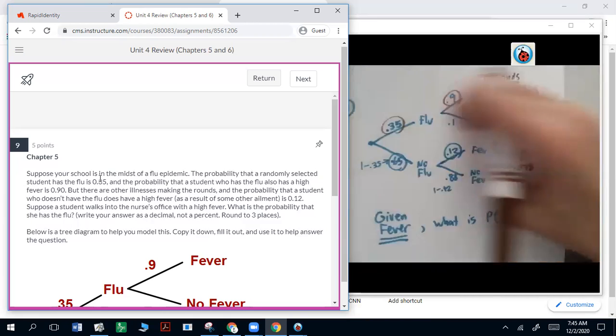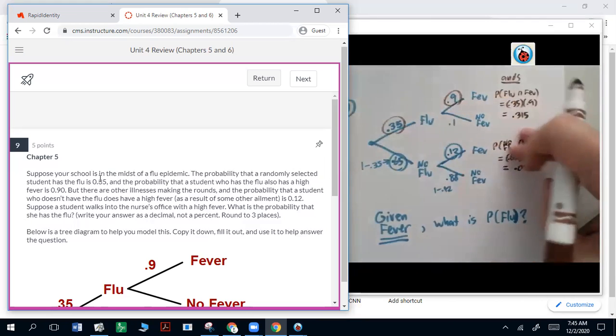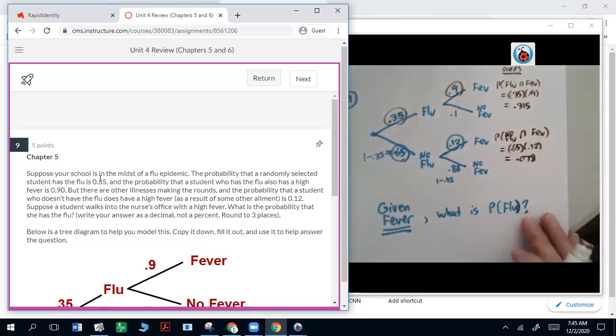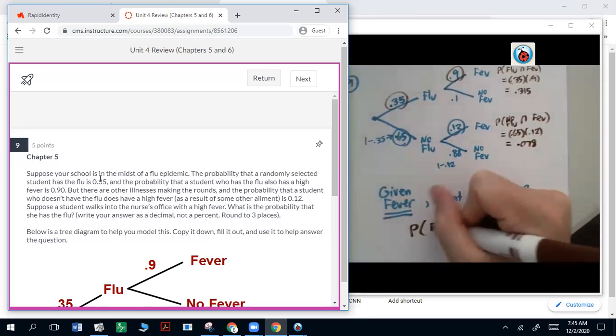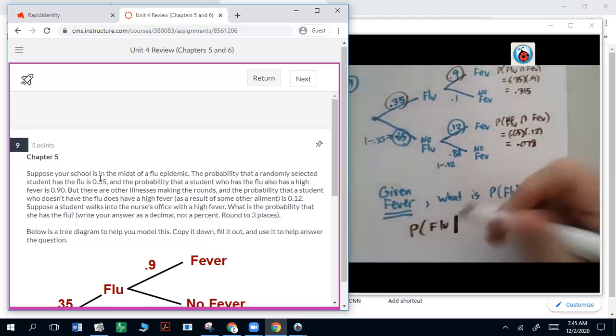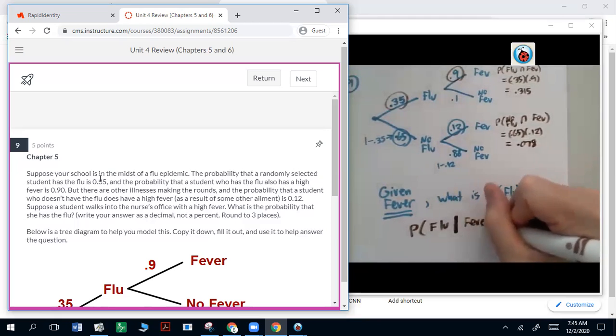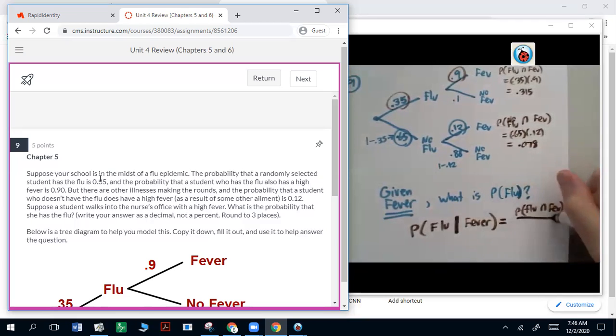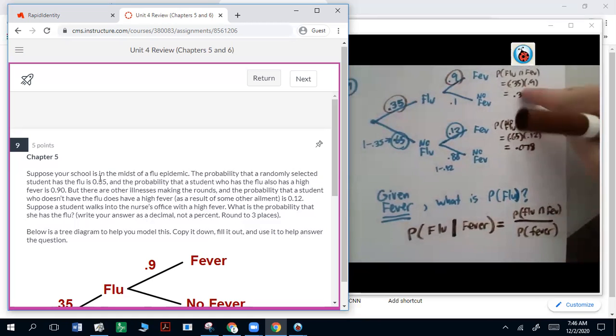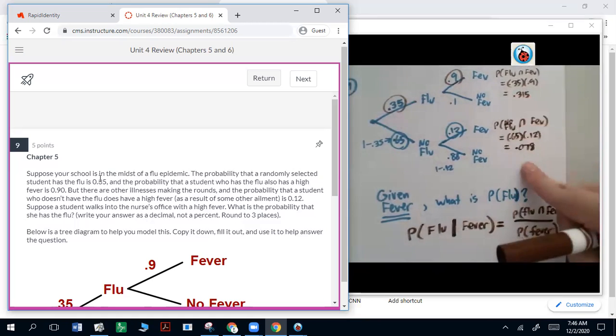Okay, so I have the fevers with the flu people, I have the fevers with the non-flu people. So what we're going to do for given fever, this is probability of flu given fever, is equal to the probability of flu and fever over the probability of just the fevers. So we always divide by the given. Well, the given is these two combined. Okay, these are all the fevers.